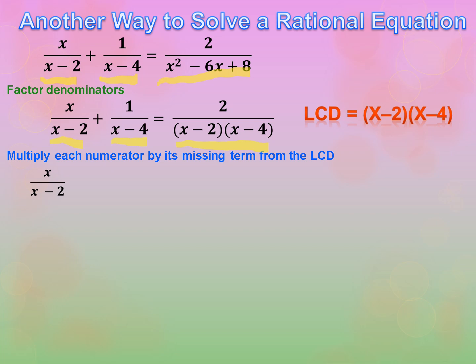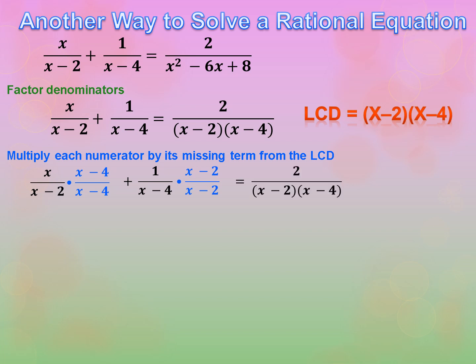So looking at x over x minus 2, I see that I'm missing x minus 4. So I'm going to multiply that term by x minus 4 over x minus 4. Looking at the second term, 1 over x minus 4, I see that I am missing x minus 2, so I'm going to multiply the numerator and denominator by x minus 2. Looking at the term on the opposite side of the equal sign, it has both elements of the common denominator, so it doesn't need to be multiplied by anything.